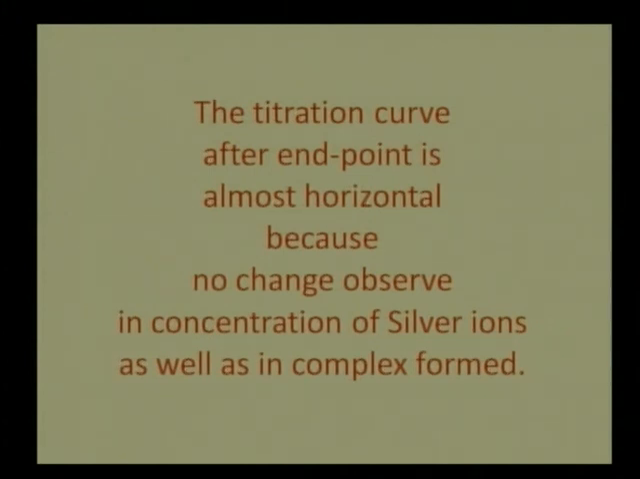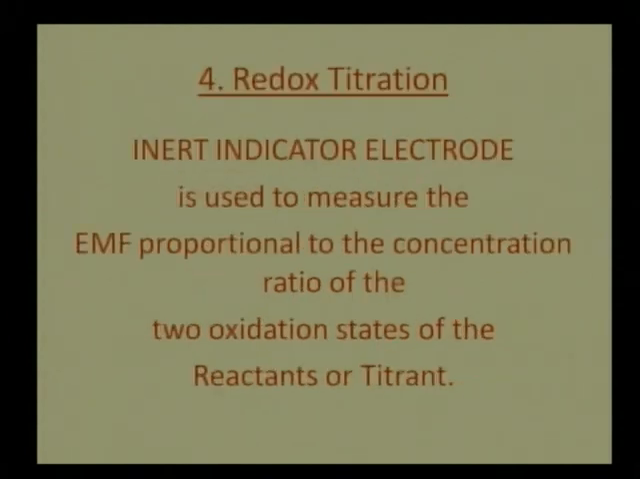In this particular titration, the titration curve after the endpoint is almost horizontal because no change is observed in the concentration of silver ions as well as the complex formed. There is no complex formed after the endpoint. After the equivalence point, there are no particular ions present in the solution. So there is no formation of complex ion, and if there is no formation of complex ion, then we can get a pure horizontal graph.